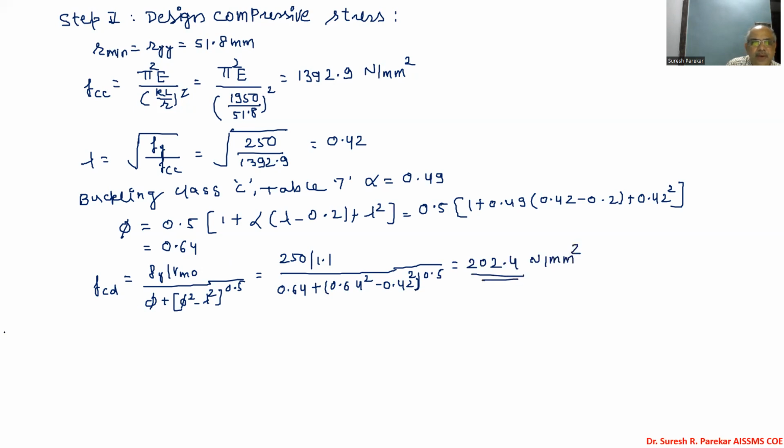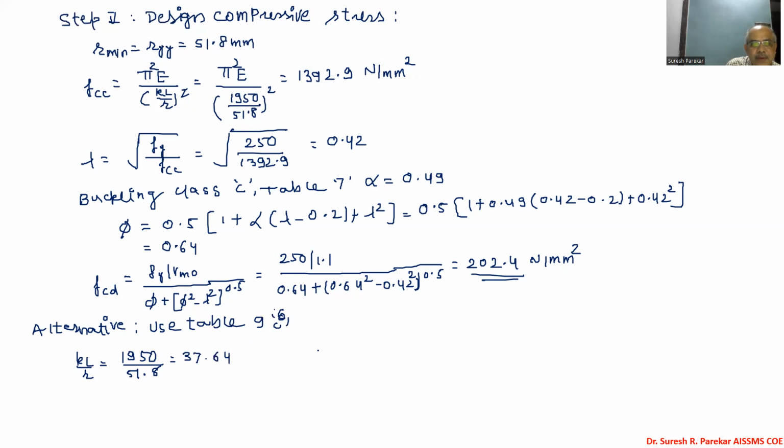This is by formula. Now we will have an alternative method. Alternative: use table 9C. And then we have KL upon r, that is 1950 upon 51.8, and we have this equal to 37.64.